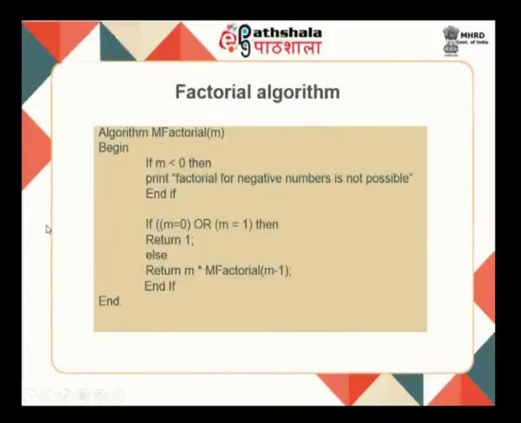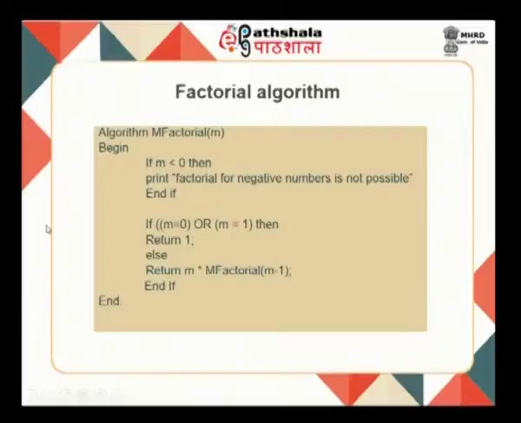So, this is the factorial problem. You can see very well how n factorial is equal to n into n minus 1 factorial is implemented in the form of an algorithm. It takes the value of m. If m is less than 0, then factorial of a negative number is not possible. If it is 0 or 1, factorial is going to be 1, otherwise it is going to be m into m minus 1 factorial. So, I am using the variable m instead of n as part of this algorithm.